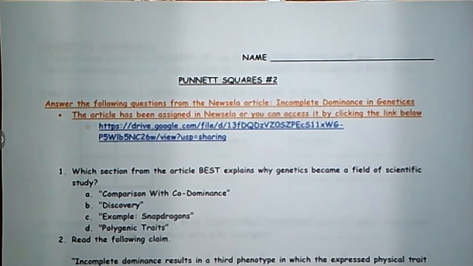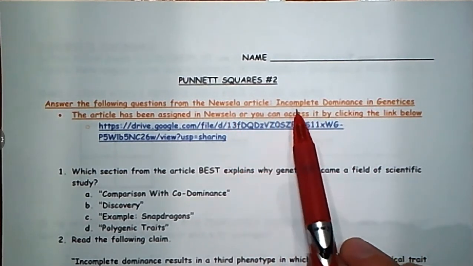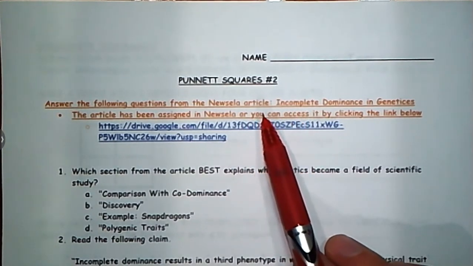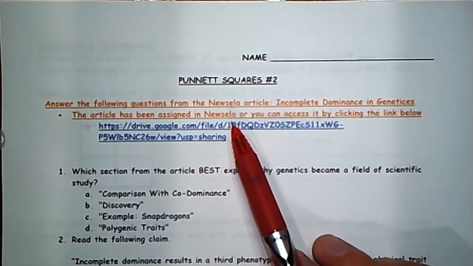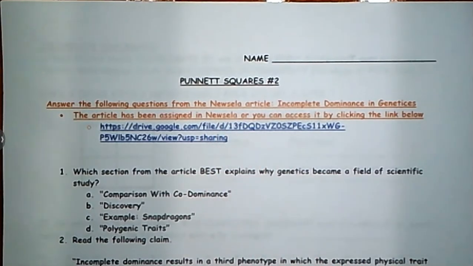Okay, so in Punnett Square practice number 2, the first part is you're going to look at a Newsela article. It's about incomplete dominance. We're going to look at incomplete dominance and codominance with this assignment. The article has been assigned in Newsela, so if you go to Newsela, you can look at it there. If you click this link, you can see the article there, as well as it's embedded into the Canvas page. So you can actually just read it right from the Canvas page as well.